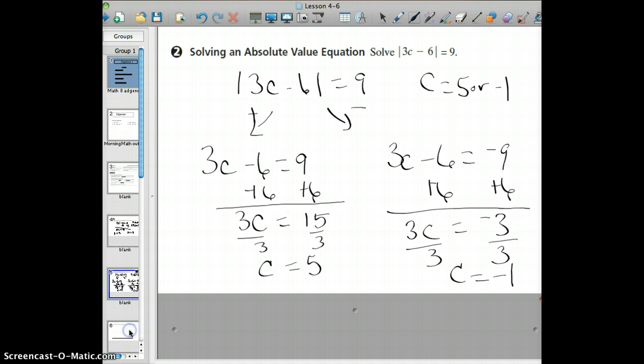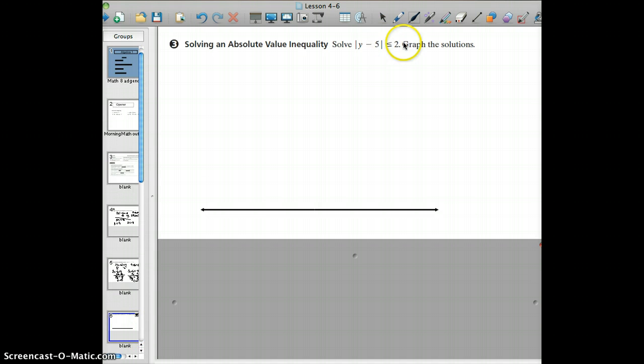Moving on to example 3. Now we have an inequality, okay? So the first thing you want to check is the same thing you would check if you had an absolute value equation. Is the absolute value isolated on one side of the equation or inequality? And yes, it is. So now we can break it down into the positive and the negative.